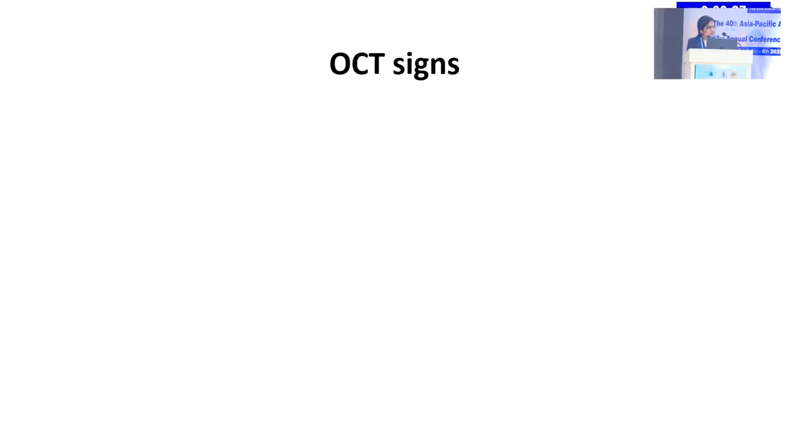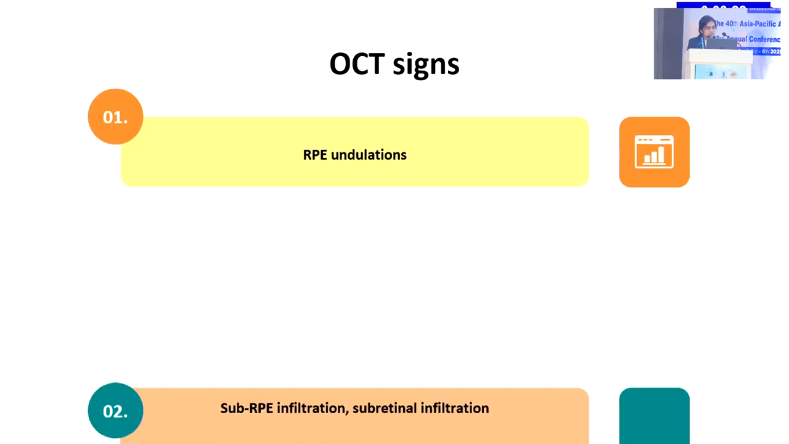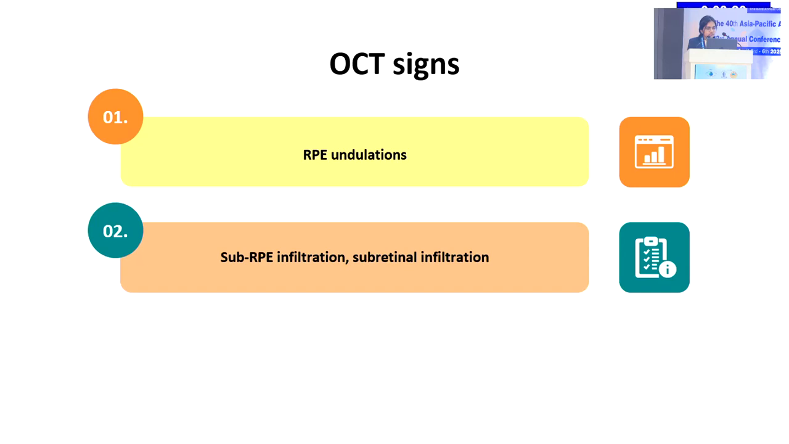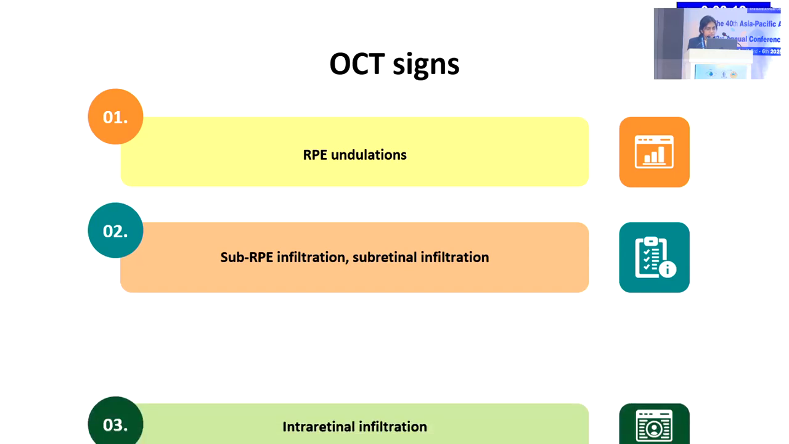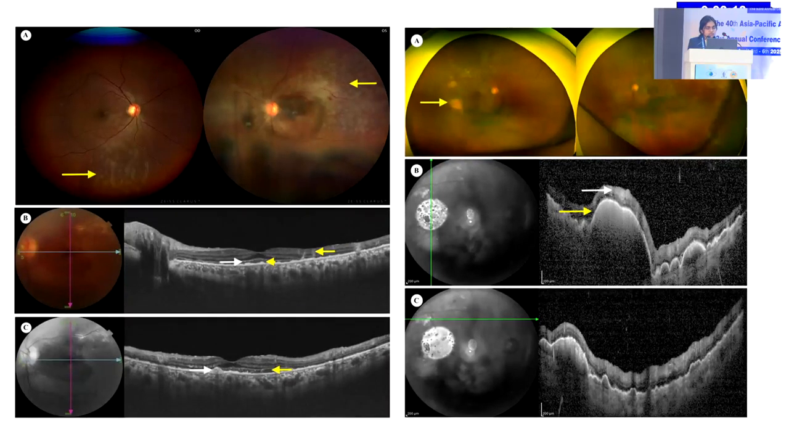The OCT signs that we have evaluated were, first, the primary one, the RPE undulation. The second is the sub-RPE infiltration or the subretinal infiltration. The third one is the intraretinal infiltration. So these are the 2 representative cases.